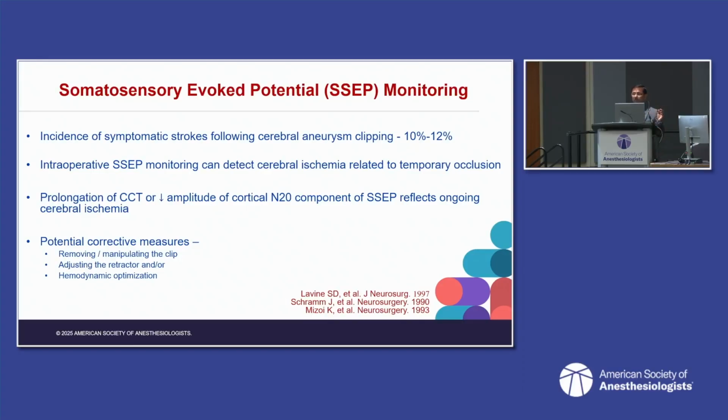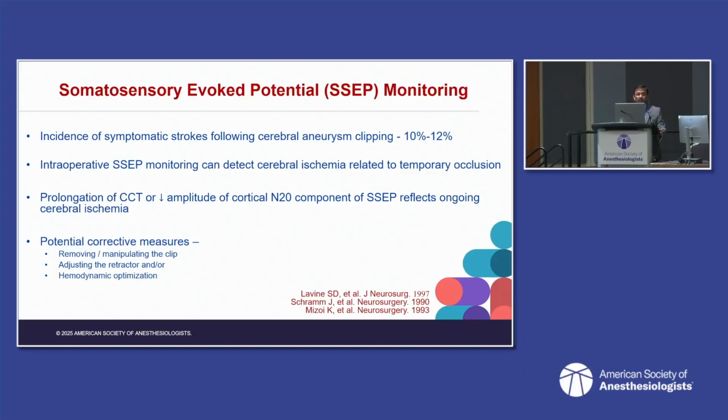But it's the placement of this temporary clip that exposes the entire territory distal to the point of occlusion to the risk of ischemia. And so it's important to be able to identify any ongoing ischemia in this setting. And so that's where, at a lot of places, the use of evoked potential monitoring has become almost a standard of care, to the point that now it's so ubiquitous in use that it's hard to demonstrate how much advantage we have had by using these monitors in terms of decreasing the risk of stroke.